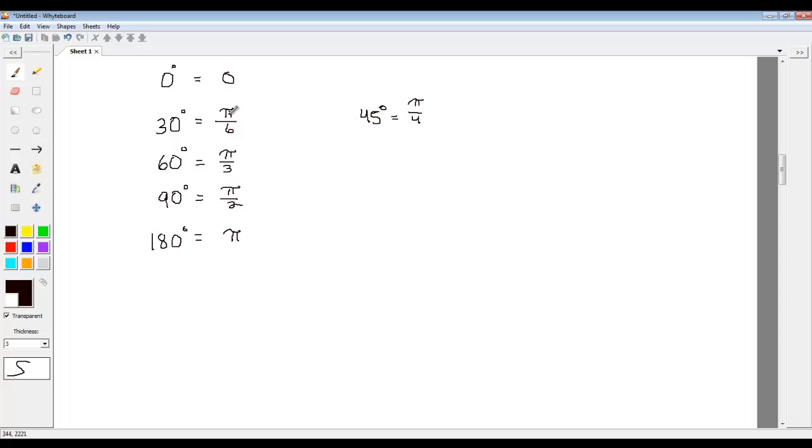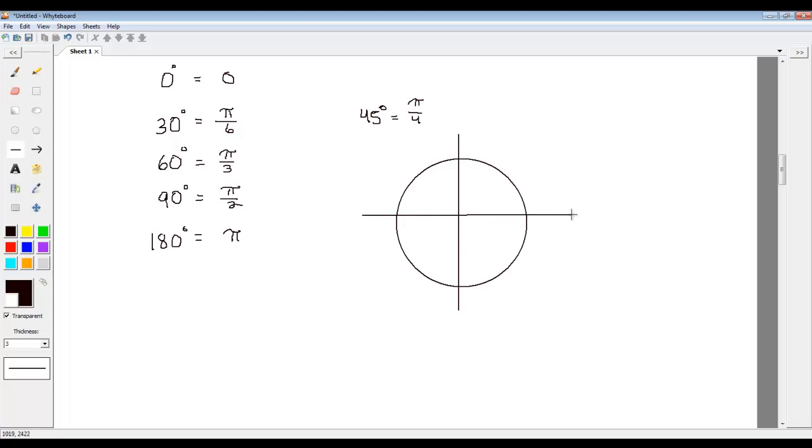30 degrees is pi over 6. Well, 30 degrees times 2 is 60 degrees. Pi over 6 times 2 is pi over 3. If you look at a circle, you can start to see these pi's. It makes a little more sense. Keeping in mind that all the way around is 2 pi. Well, keep in mind that to here you got pi. That's 180 degrees.